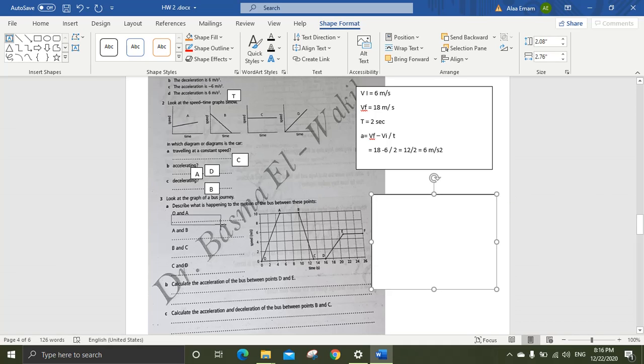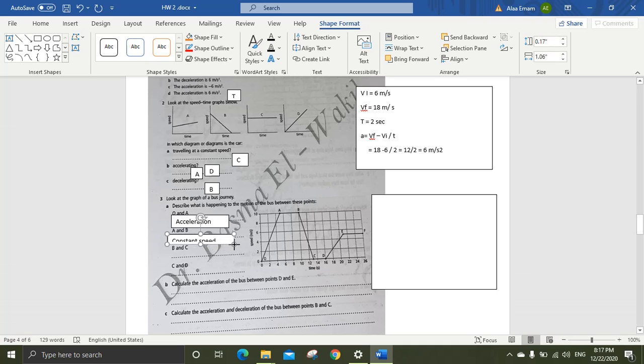So as the time passes, the straight line is going up. So the speed is increasing as the time passes. This means that there is acceleration, or you can say speeding up. That's also correct. Between A and B, as the time passes, the speed is not changing, so this means a constant speed, right?